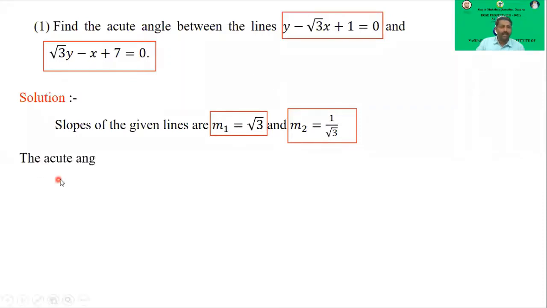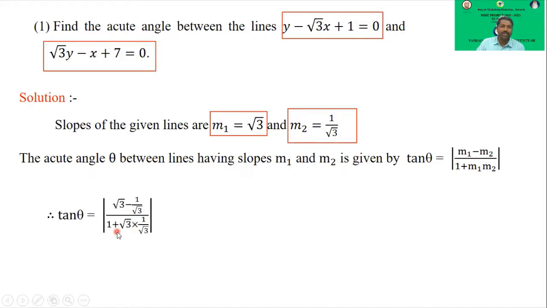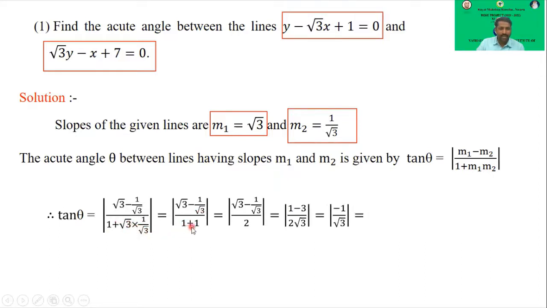So now the acute angle theta between lines having slopes m1 and m2 is given by tan theta is equal to m1 minus m2 upon 1 plus m1 into m2. Now putting the values, tan theta is root 3 minus 1 upon root 3, upon 1 plus root 3 into 1 upon root 3. So here root 3 gets cancelled in the denominator, so 1 plus 1, that is 2, and taking the LCM in the numerator, 3 minus 1 upon root 3.